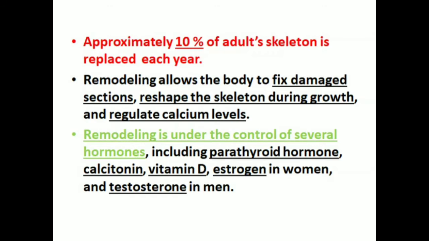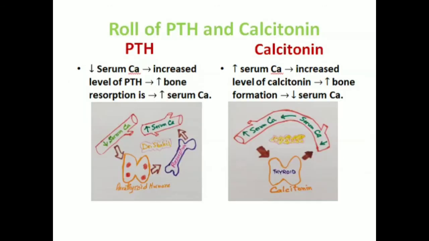Remodeling is a process which is under the control of several hormones, including parathyroid hormone secreted by the parathyroid gland, calcitonin secreted by the thyroid gland, vitamin D, estrogen in females, and testosterone in males. Role of PTH and calcitonin.